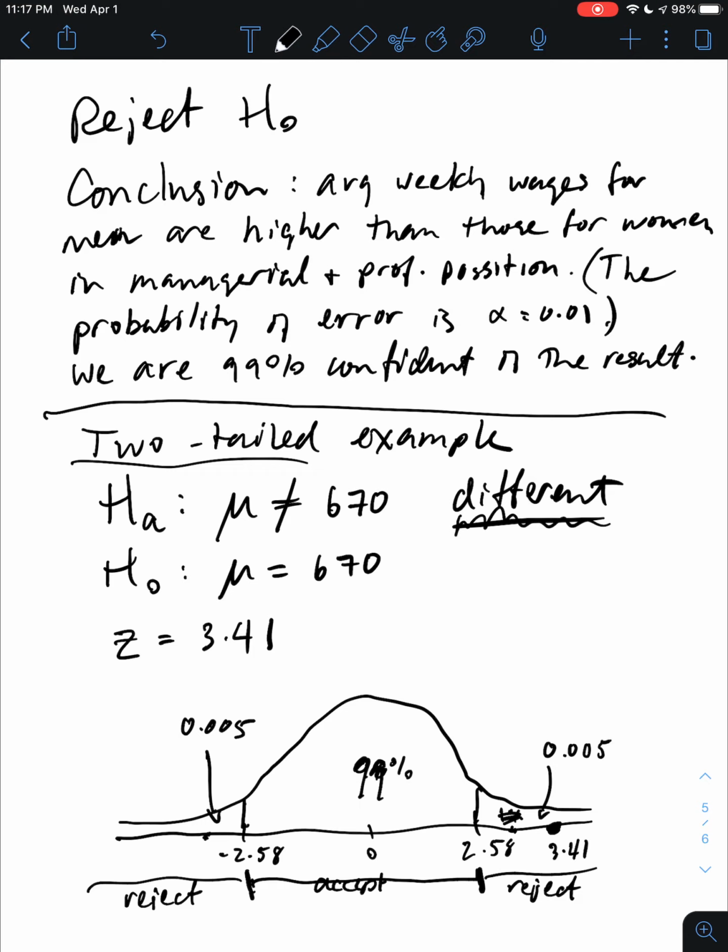So our test statistic falls in the rejection region, and we reject the null hypothesis. That's what reject means. It always refers to the null hypothesis. So we're going to reject the null hypothesis, and we're going to draw our conclusion. In this case, watch, the conclusion is different.